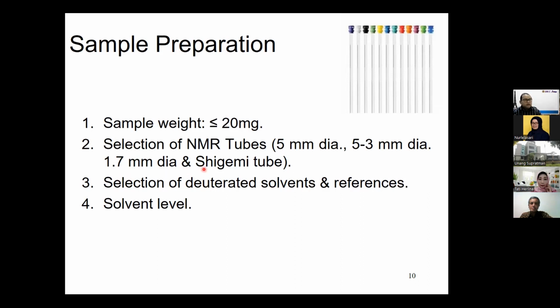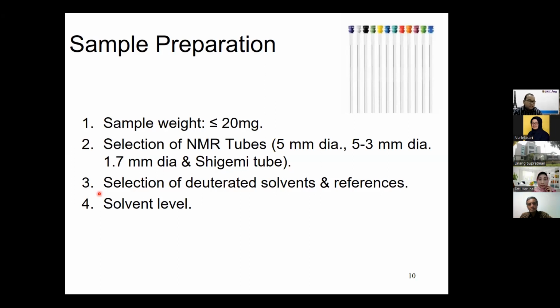So next one is the Shigemi tubes. I think Prof. Unang knows about this very well, because the Shigemi tube is famous, originally coming from Japan. They have two tubes, and we have to align them together and put in a small amount of compound. But this tube is very expensive, I think thousands for one tube, only for one solvent. If you buy for CDCl3, it's quite cheaper compared to acetone-d or DMSO-d.